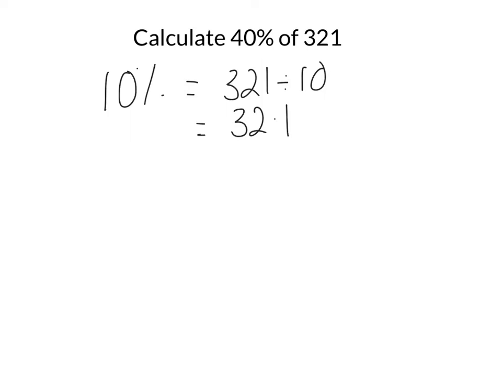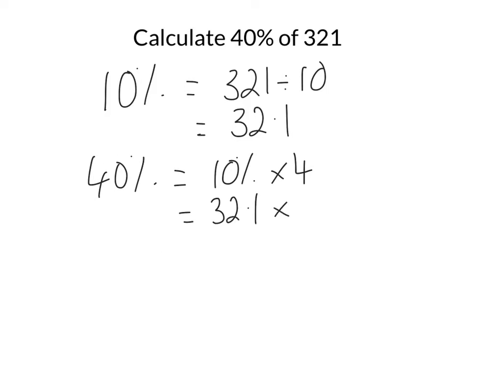I now need to find 40%. So to find any multiple of 10, so 10, 20, 30, 40, 50, 60 and so on, I find 10% and then do some multiplication. So 40% is going to be my value for 10% multiplied by 4. So my value for 10% was 32.1, and I'm going to multiply that by 4.